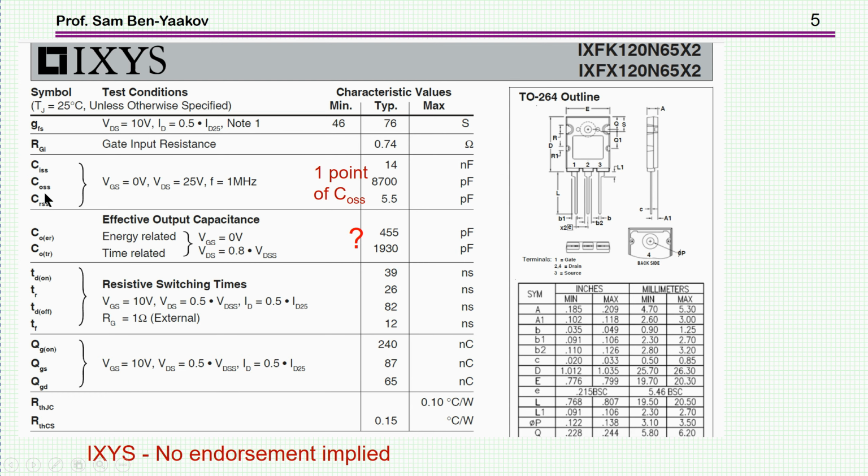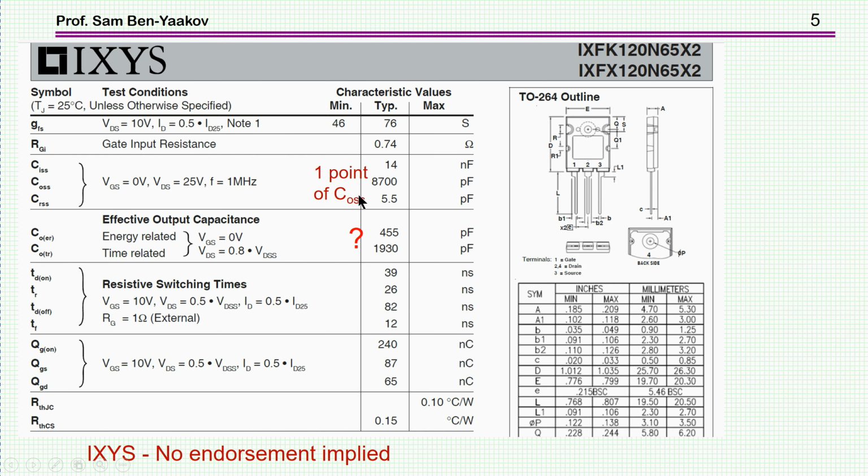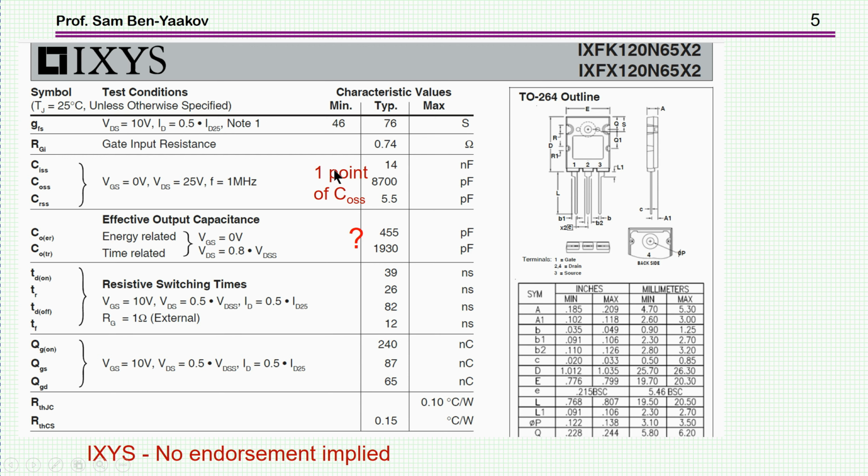And as we have seen, let me go back for a second, I found that for 25 volt, this is about 8.5, what I can say. And here it's 8.7 nanofarad. Okay, so this is just one point, which is kind of useless. I mean, what can you do with it? This is a better set of information because you have it for any voltage, not just 25 volt.